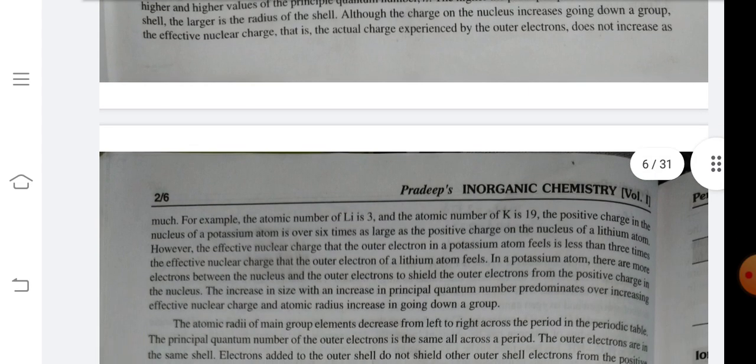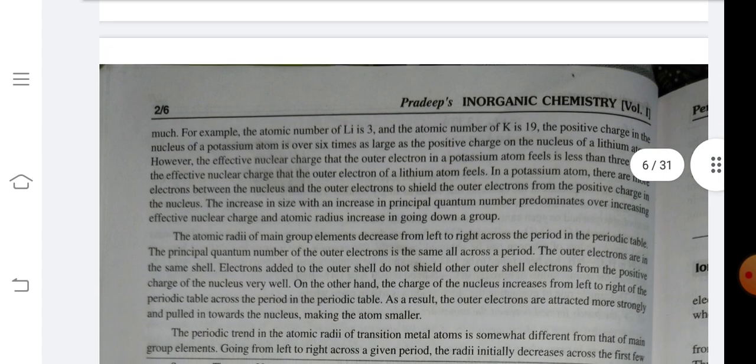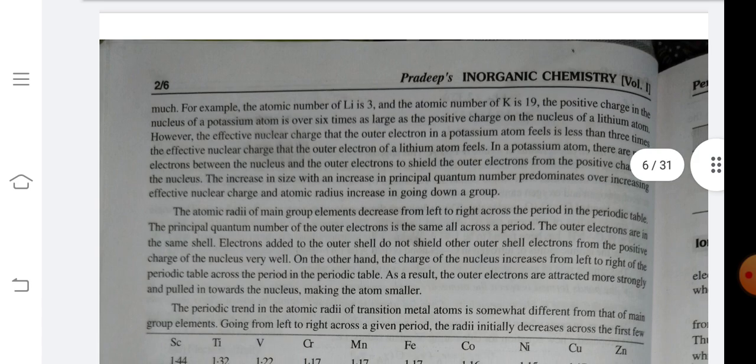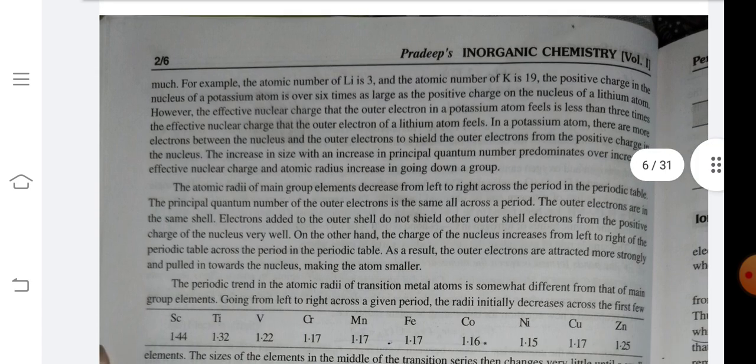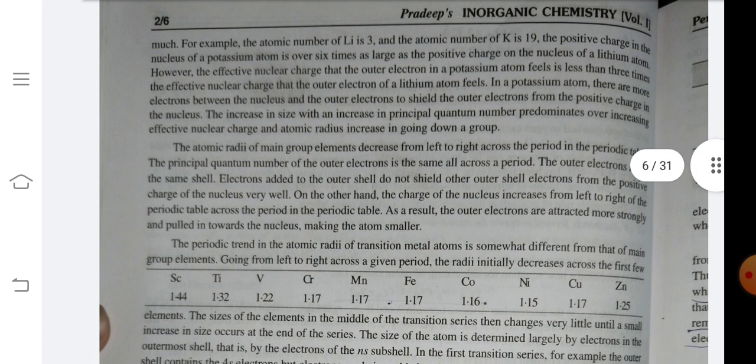For example, the atomic number of lithium is 3 and the atomic number of K is 19. The positive charge in the nucleus of a potassium atom is over 6 times as large as the positive charge on the nucleus of a lithium atom. However, the effective nuclear charge that the outer electron in a potassium atom feels is less than 3 times the effective nuclear charge that the outer electron of a lithium atom feels.